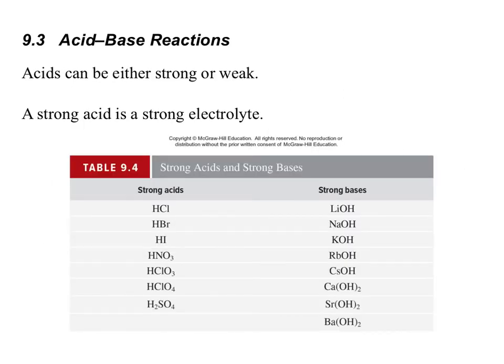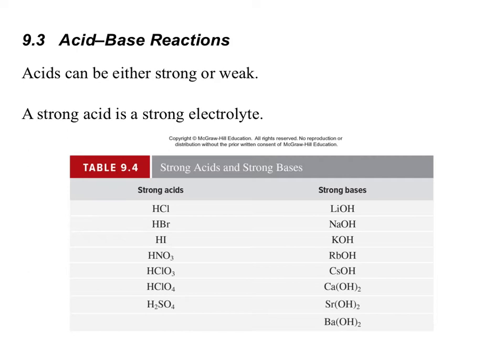Acid-base reactions. Acids can be either strong or weak. A strong acid is a strong electrolyte, as we've seen before. As you'll notice in this table, the strong acids are the list of 7 acids from previous slides that I told you to memorize. The strong bases are listed here on the right of the table, and they seem to be all the alkali and alkaline earth metal hydroxides. Except beryllium, but we can ignore beryllium.